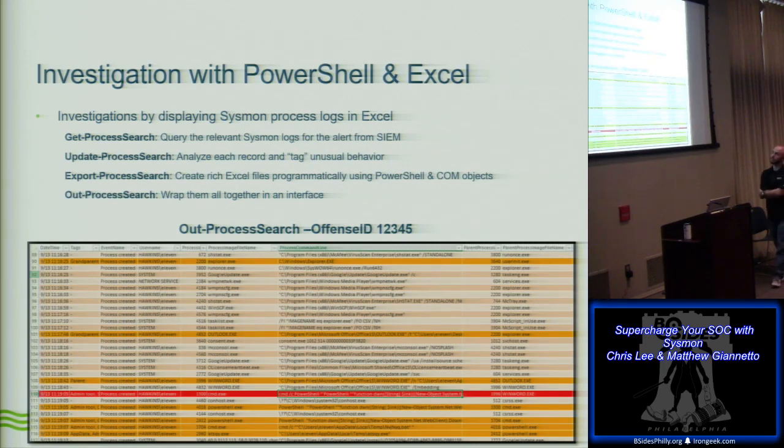So we basically have 4 pieces of PowerShell that run. The first one, the way that we run it is we give it an alert ID out of our SIEM. So we say Get-ProcessSearch. What it's going to do is PowerShell is going to reach out to our SIEM, pull down the SIEM alert. It's going to find the subject of the alert, and it's going to find the time parameter. When did this alert occur? When did it start? When did it stop?